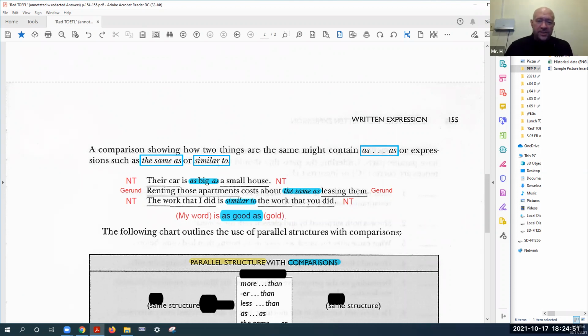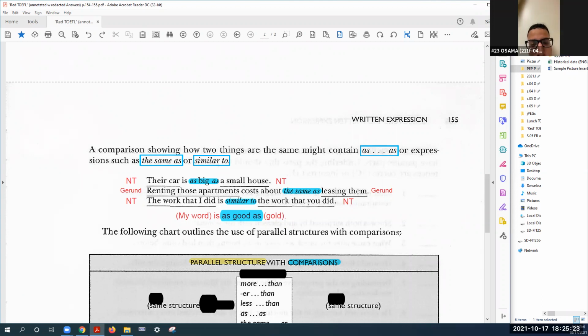My word is as good as gold. My advice is the best. My advice? No, it's not advice. It's important. When I say my word, that means my promise. My promise. What does that mean? So my promise is as good as gold.